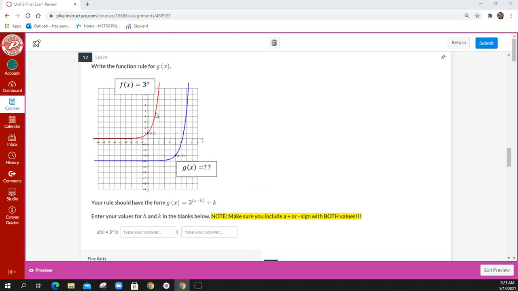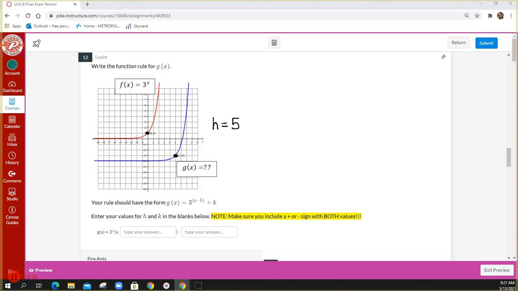So when we look at number 12, let's compare the transformations. We started off with y equals 3 to the power of x, and then that was transformed to g of x. So let's see what happened when we compare. We went from this point here. This is the point of reference to this point. So the h value, because it went to the right 5, the h is 5.